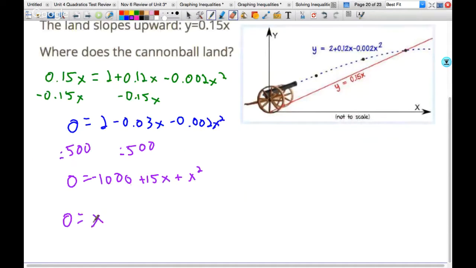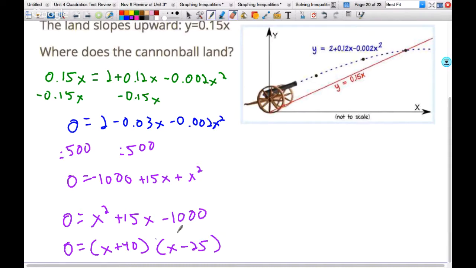Rearrange this real quick. We get x squared plus 15x minus 1,000. Let's see, is this factorable? Factors of 1,000. 1,000 divided by 50 is 20. Those are 30 apart. Let's do 1,000 divided by 25. That's 40. I think that's going to work. So we get x plus 40 and x minus 25.